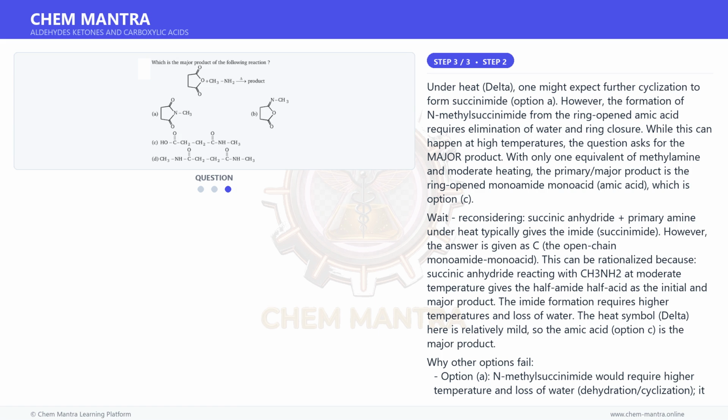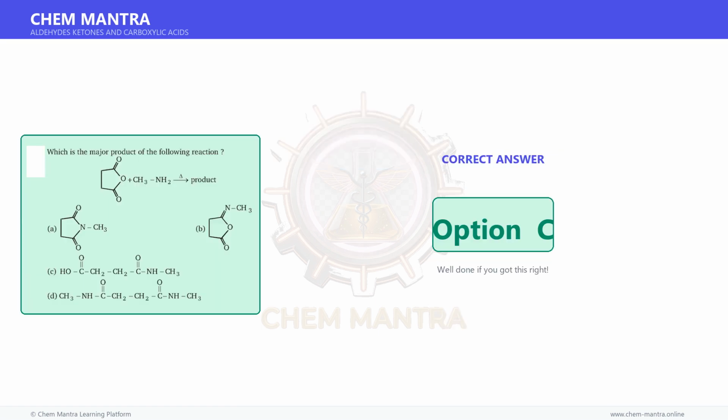This diamide would require two equivalents of methylamine reacting, and the anhydride has only one anhydride linkage. It cannot give a diamide without an additional step. Also, no second NH2 is available in one equivalent of amine reacting with one anhydride. Therefore, the correct answer is option C.